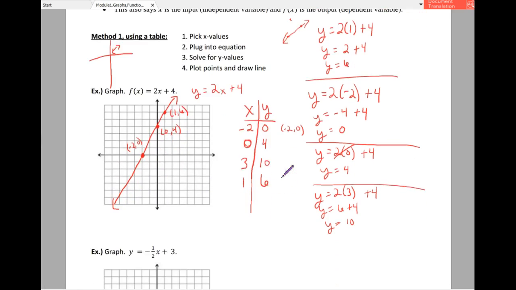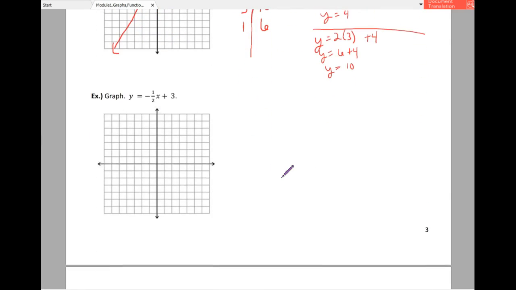Now, let's go on to another linear equation. So this one's not written in function notation, and that's fine. But I'm going to use the same method here. I'm going to use my table. So I'm going to pick some x values, find the y values. Now, this one has a nasty little fraction.